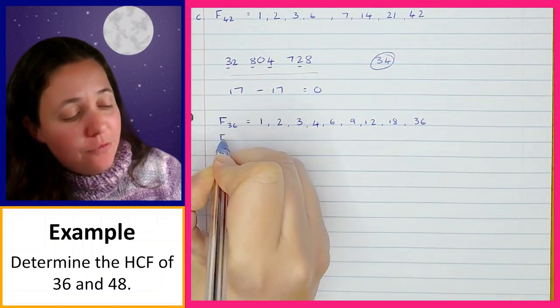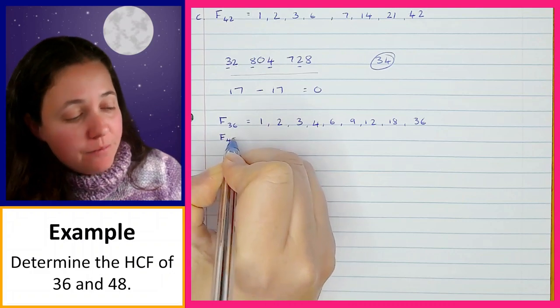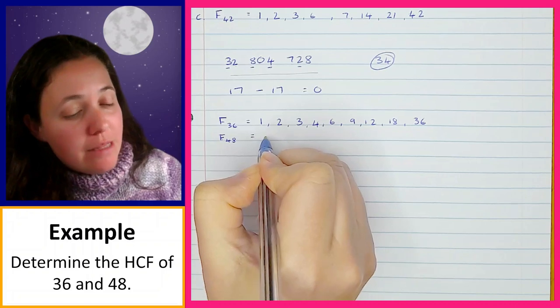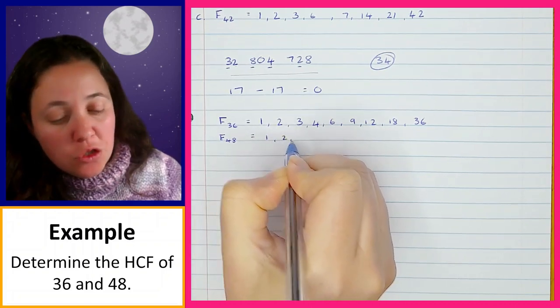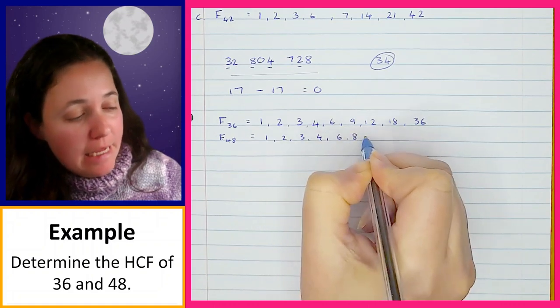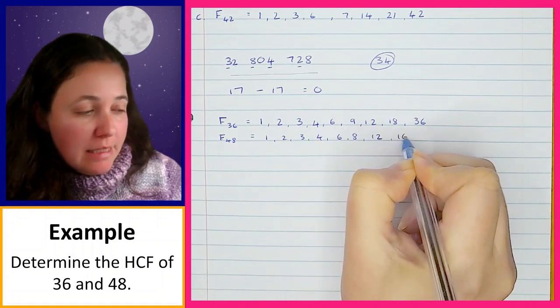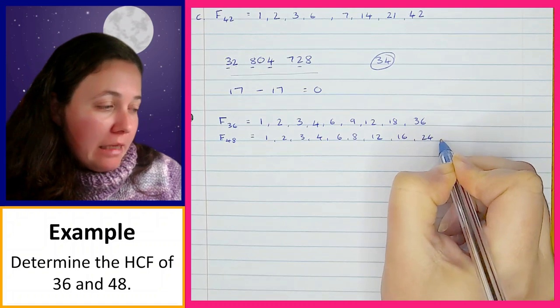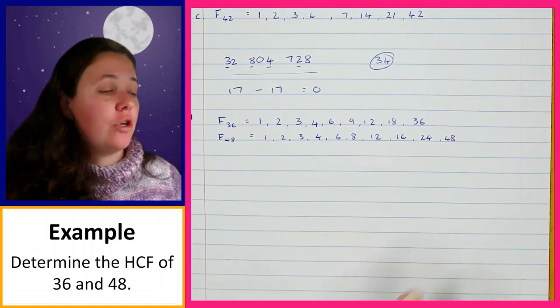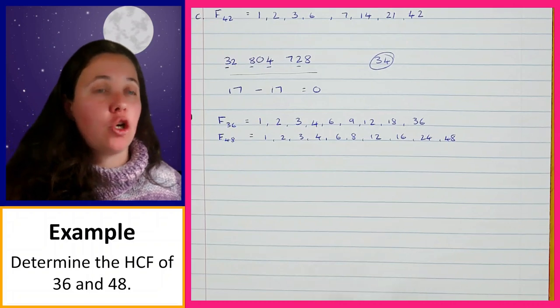And then the factors of 48 we have actually already done. So I'm just going to write them down again. We did them in a previous question. So the factors of 48 were 1, 2, 3, 4, 6, 8, 12, 16, 24, and 48. Okay, so now that we know what our factors are, we can go and find out which factors are common.